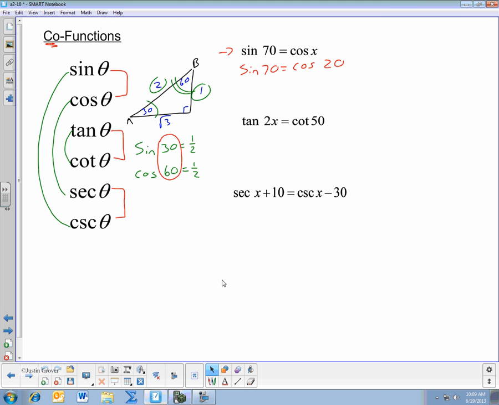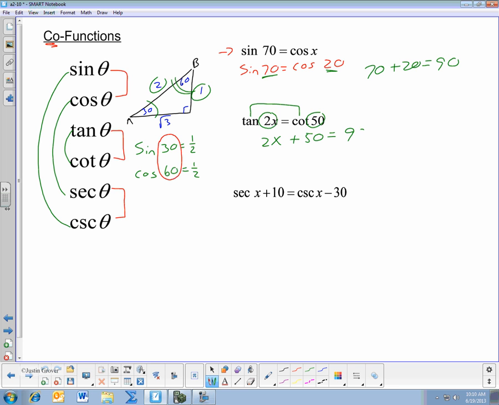For the next example, it's tangent 2x equals cotangent 50. You always have to recognize that tangent and cotangent together are cofunctions. So their angles are not going to be equal, they're going to be complements. Just like the problem before, we had 70 and 20, and 70 plus 20 equals 90. It's going to be the same thing here: whatever 2x is plus 50 equals 90. This is how you set up your equation and solve. Subtract 50, 2x equals 40, and x equals 20. Plugged in, this angle would be 40. Tangent 40, cotangent 50, 40 plus 50 is 90. Again, you could check it very easily in your calculator.